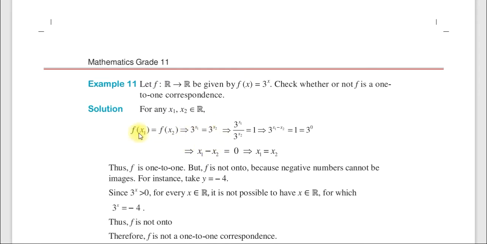የመጀመሪያውን 1 to 1 የሚለውን አሟላን አሁን ኦንቱን ደግሞ ቼክ እናደርጋለን thus f is 1 to 1 but f is not onto because a negative number cannot be an image for instance take y which is equal to minus 4 ወሰን since 3 to the power of x greater than 0 ስለሆነ for every x an element of R, it is not possible to have x an element of R for which 3 to the power of x which is equal to negative 4.